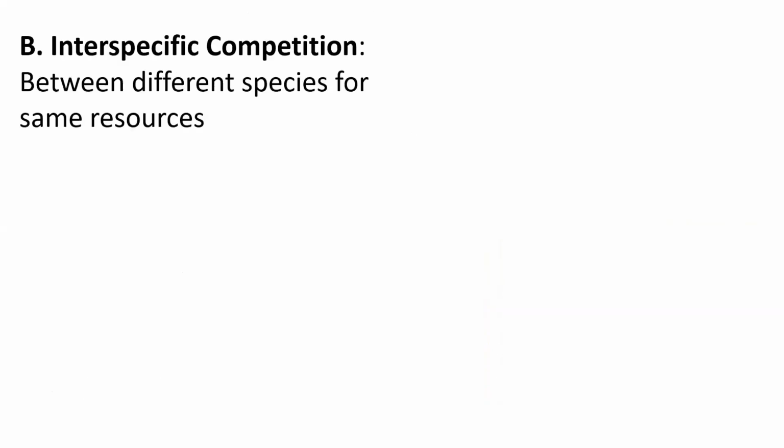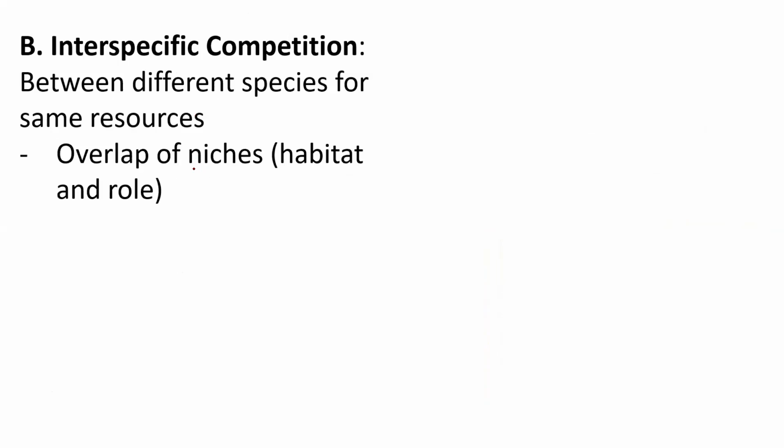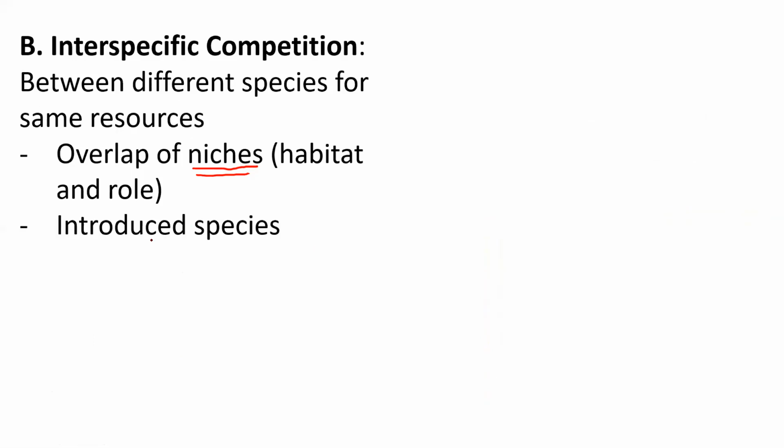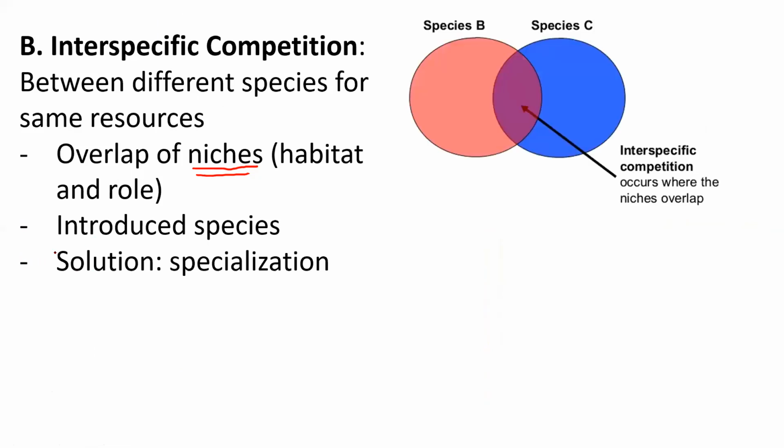Okay, interspecies competition is between different species for the same resources. And this is where we introduce the concept of the word niche. That's the role an organism has in its environment. Okay. We want to talk a bit about introduced species here and the concept of specialization to reduce competition. So interspecies competition is in this Venn diagram, species B, species C, right in the overlap area. They overlap, and therefore there's an overlap of niches.